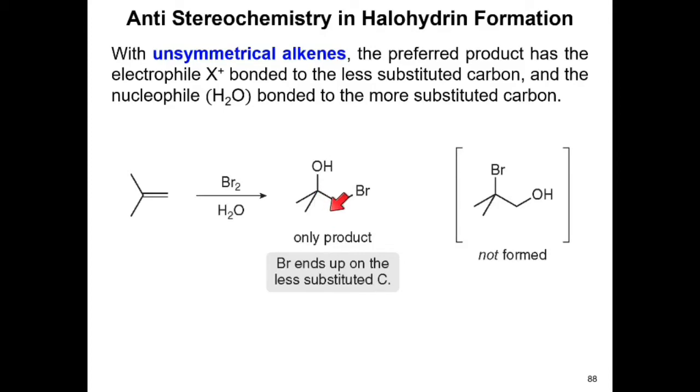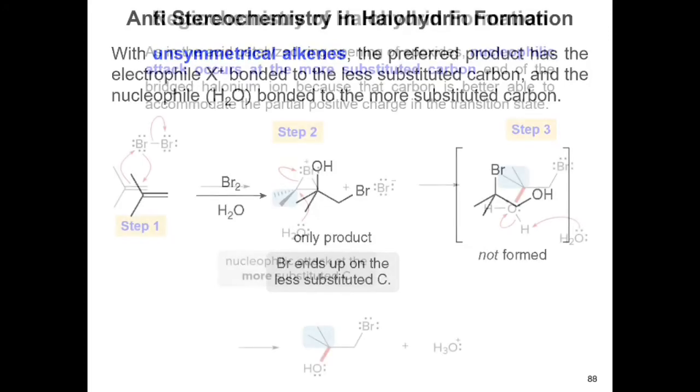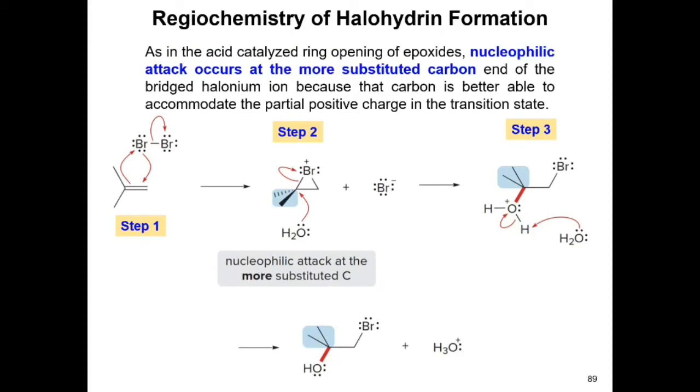And so again, the reason why is because during the second step, the hydroxy group, or the water molecule, which is acting as a nucleophile, attacks the more substituted carbon atom and not the less substituted carbon. The nucleophilic attack occurs at the more substituted carbon because that carbon is better able to accommodate the partial positive charge in the transition state. So here's the reaction mechanism. Again, we have the unsymmetrical alkene here, and the first step is the formation of the bridged halonium ion. And then the second step is the attack of the nucleophile.